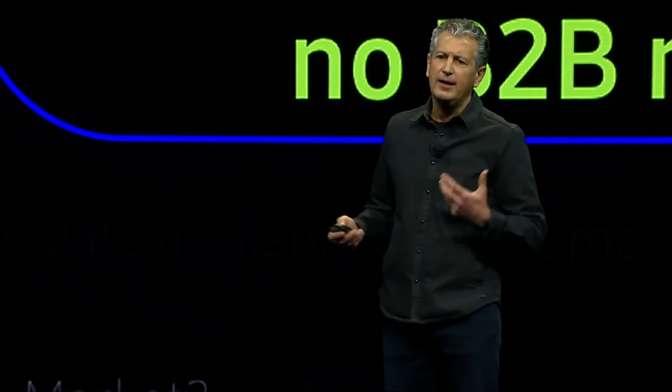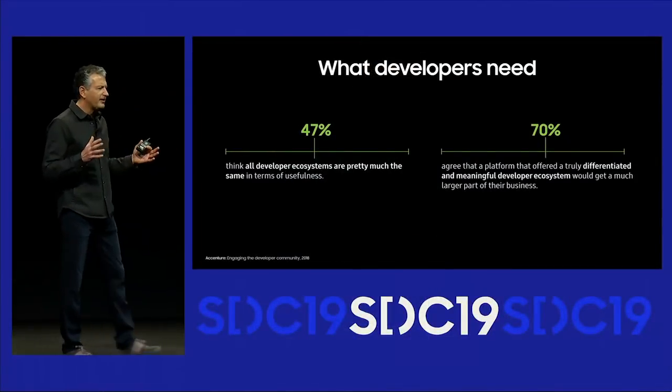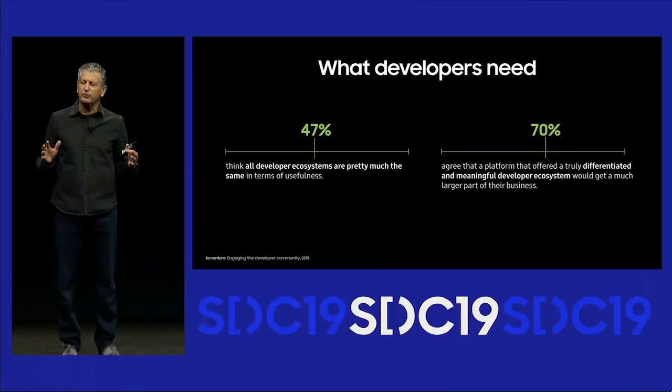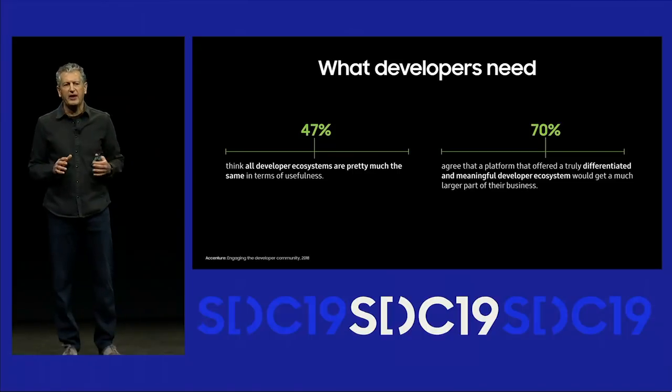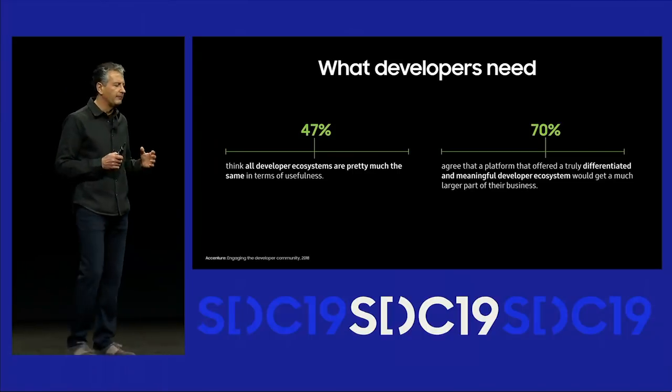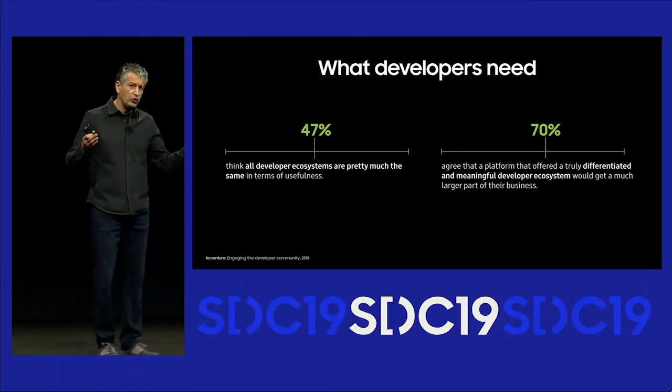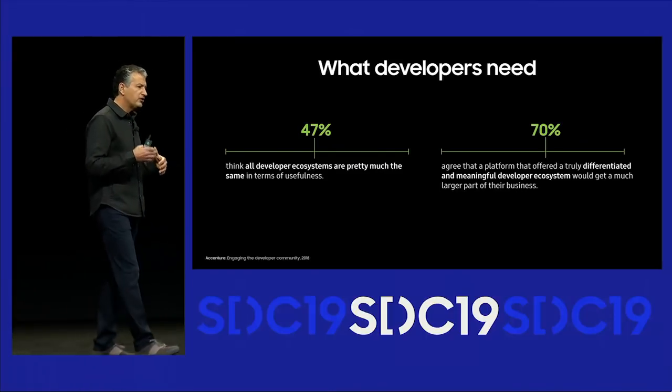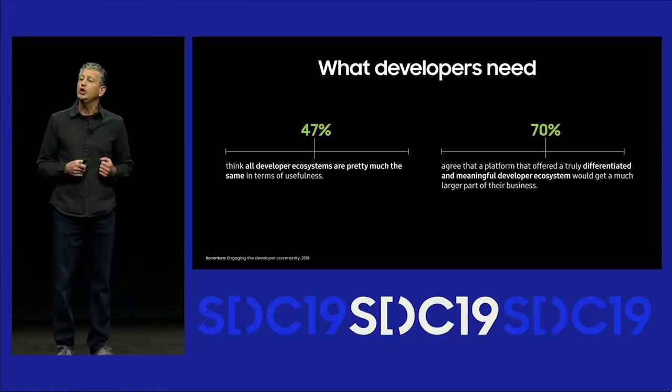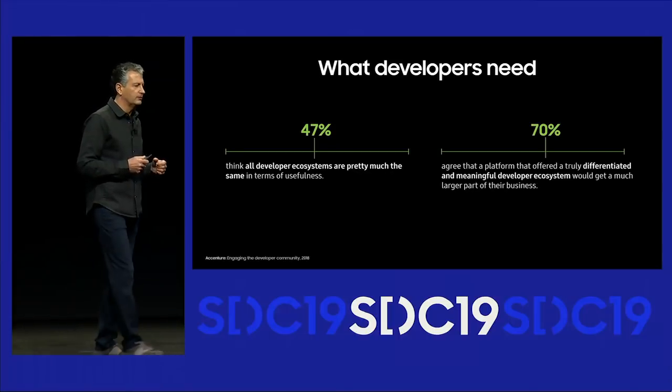To understand this a bit more, we actually looked at more data and a comprehensive study that Accenture had done. Two main points stood out. Almost half say pretty much all the platforms that developers use out there are the same, plus or minus. They're the same. But 70% of developers said, if you give me something that's differentiated, I'll use it. In fact, I'll switch to it.